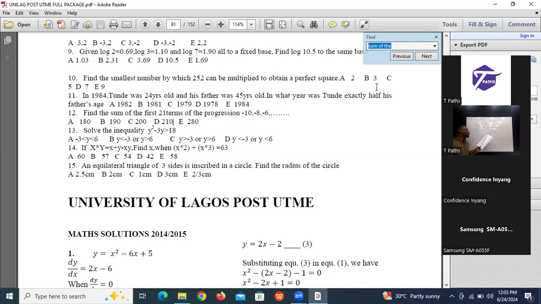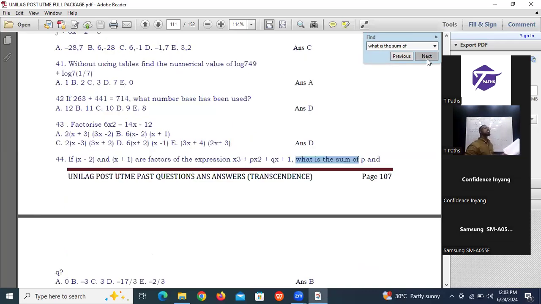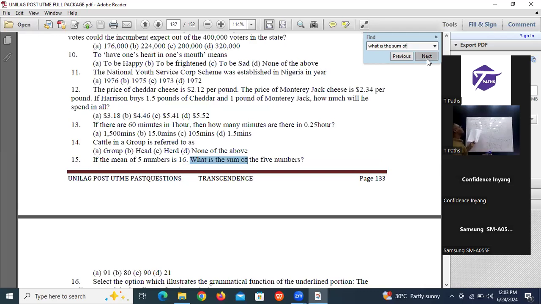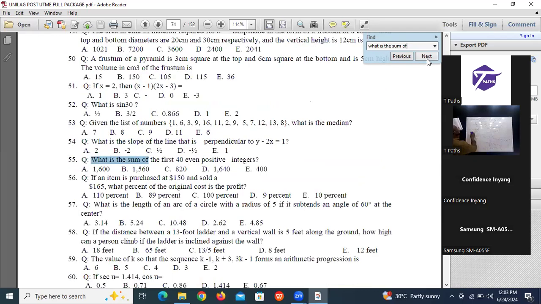What is the sum of the first 40 even positive integers?